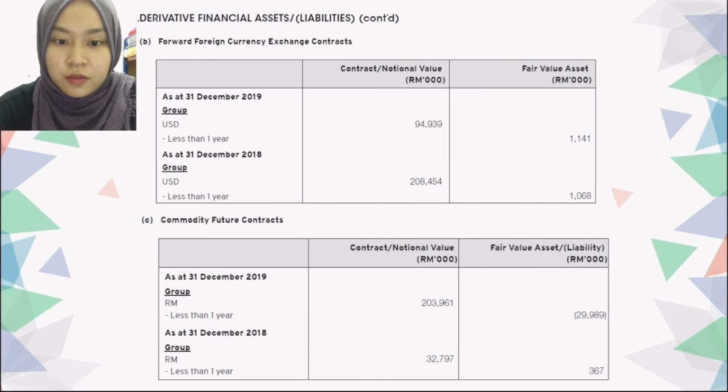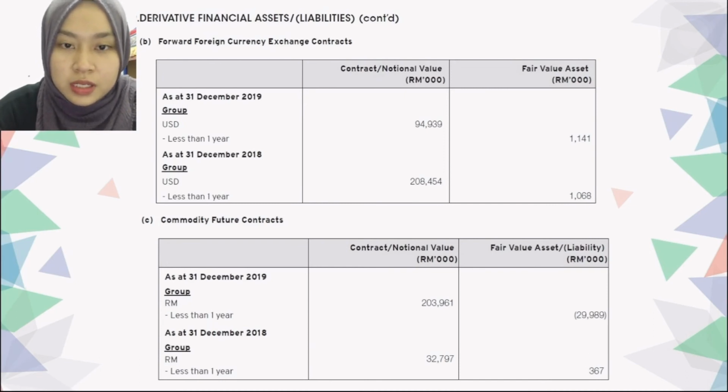Okay, this is the forward foreign currency exchange contract notes, which we can see as at 31st December 2019, the USD contract value is 94,939, less than 1 year is 1,141. As at 31st December 2018, the USD amount is 208,454, less than 1 year is 1,068.